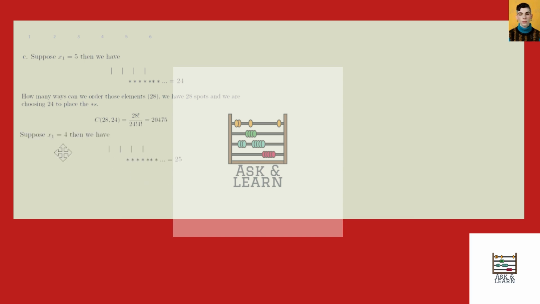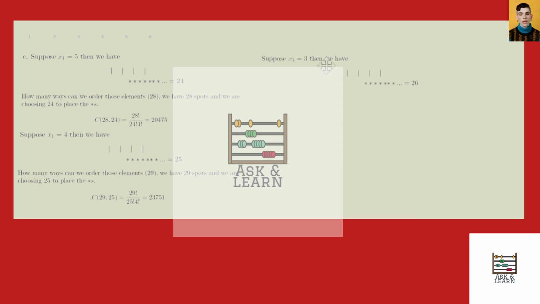Now consider when x1 has 4 elements. That will give us 5 spots in which to put the units, and 25 units to place over there. So that gives us 29 places, and 25 places are going to be occupied by the stars. That's the combinatorial number 29 choose 25.